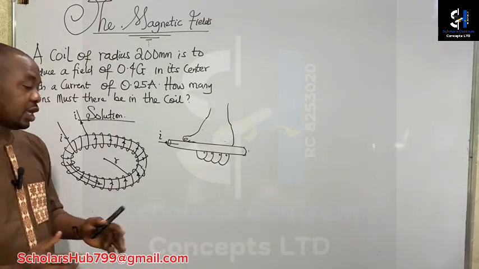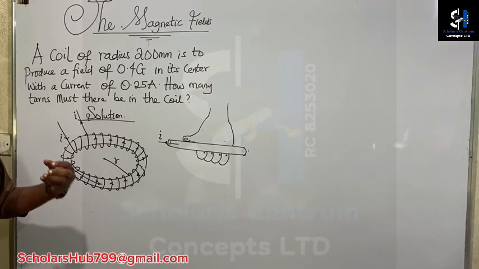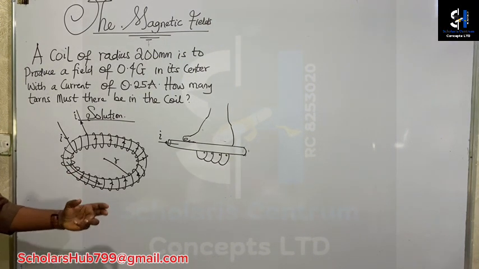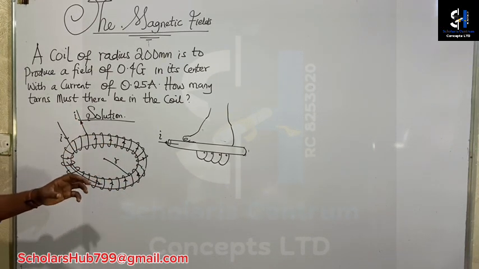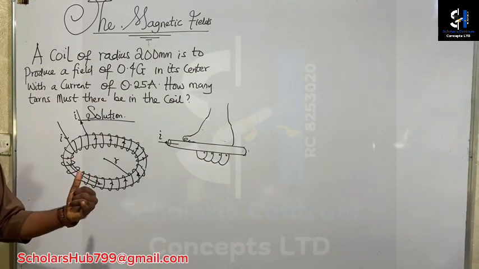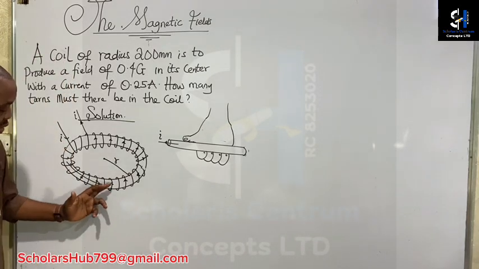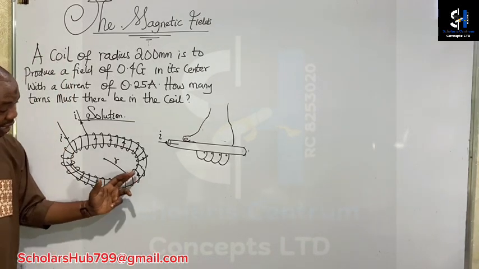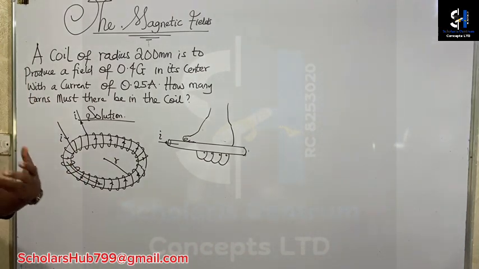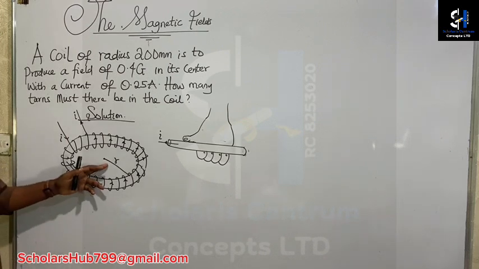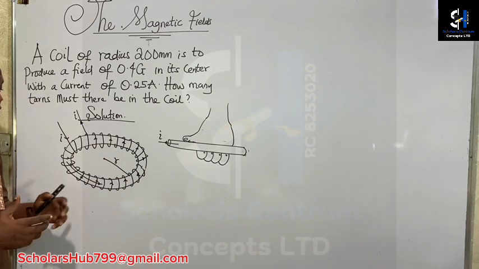When we talk about a circular coil, like I said, the direction of the magnetic field depends on the flow of current through the circular coil. So the magnetic field in a circular coil depends on the flow of current through the coil, and also on the number of turns. This is what we call the turns of wire. Apart from that, it also depends on the radius, that is the distance from the center of the coil.